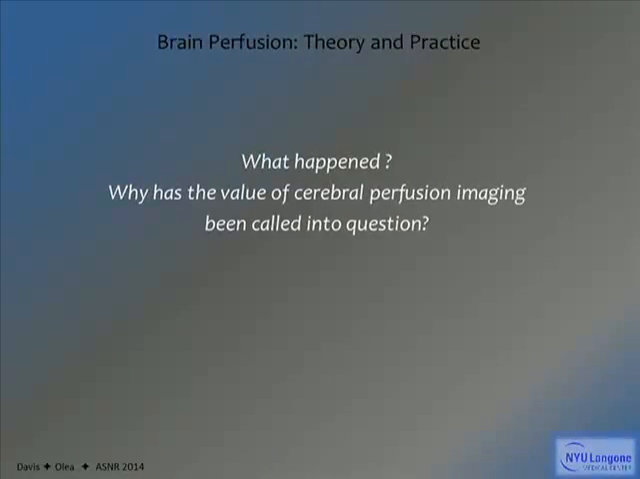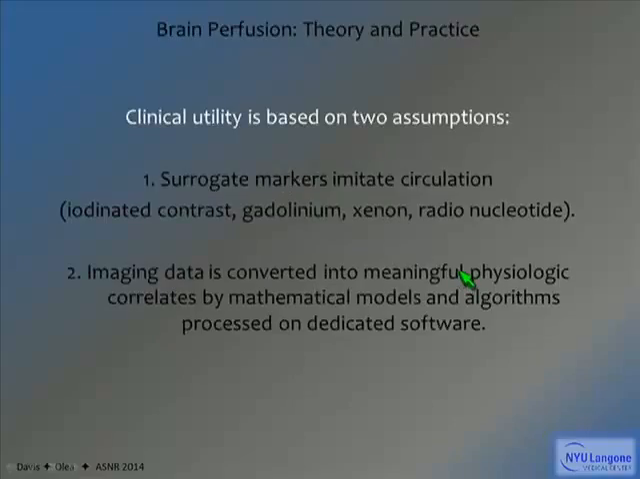Why did we go from this promise of perfusion into a state where perfusion CT and perfusion MR is called into question for stroke evaluation? I think in order to do that, we need to look at the fundamentals. We need to understand the foundation of perfusion imaging and then build it back up again to understand why we are in this situation. So perfusion imaging is based on two assumptions, clinical perfusion.